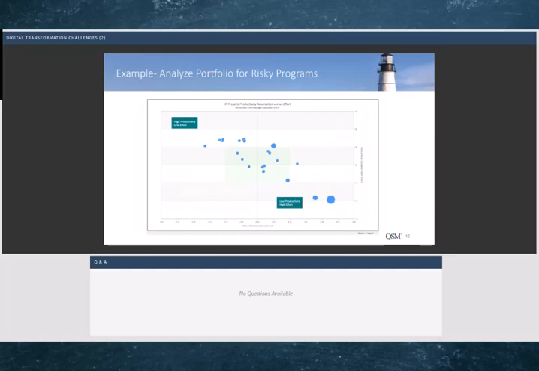And then the other thing we wanted to do is analyze the portfolio for risky programs. Here we're looking at that same portfolio. We can look at all the project estimates independently. You can see a green shaded square in the middle. That represents our historical data. These data points that you see are estimates that we've run for each release within the digital transformation.